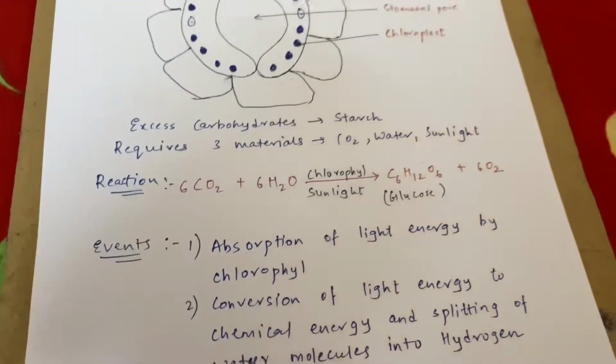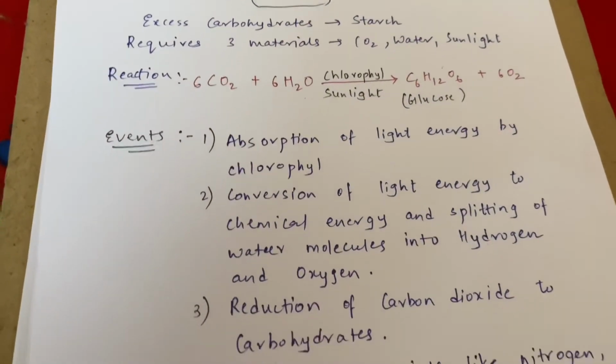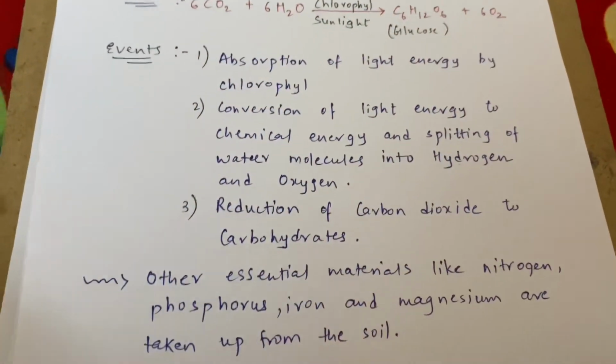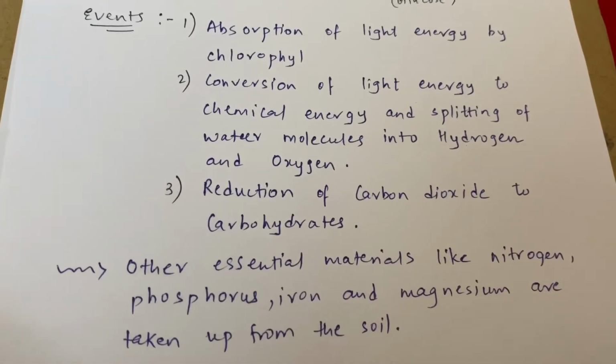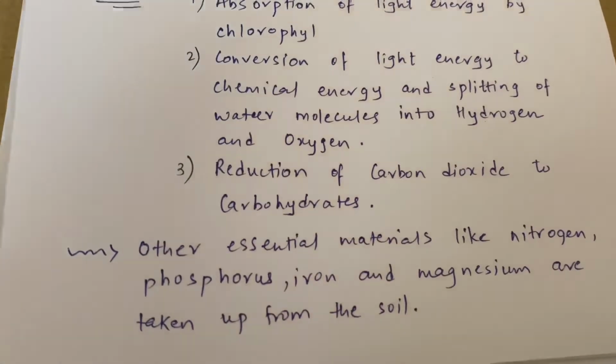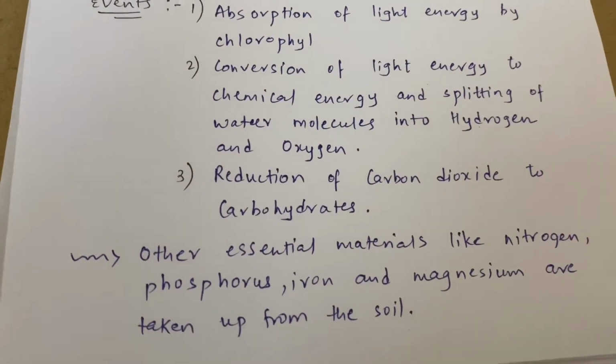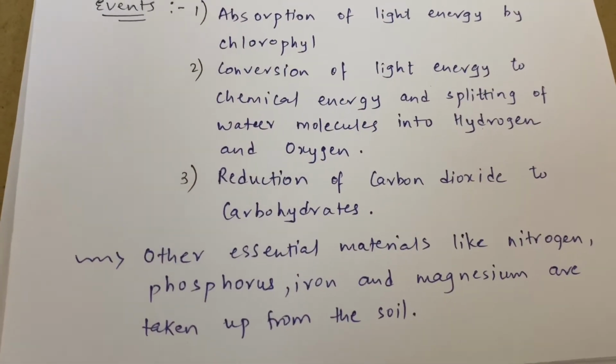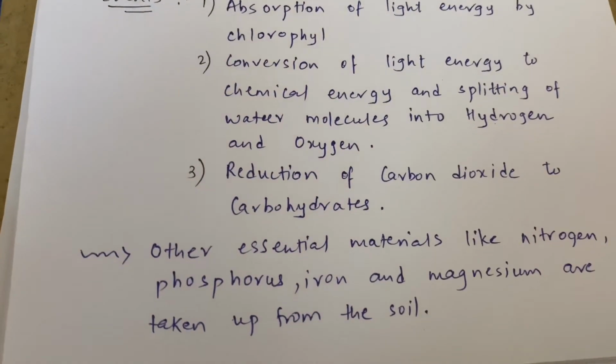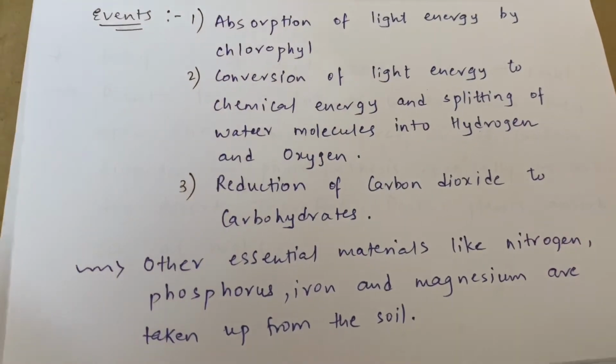Now, moreover, the plants also need essential materials like nitrogen, phosphorus, iron, magnesium. They also need this type of materials. These materials are obtained by the plants with the help of soil, because in the soil these materials are present. From the soil, these plants obtain these materials.